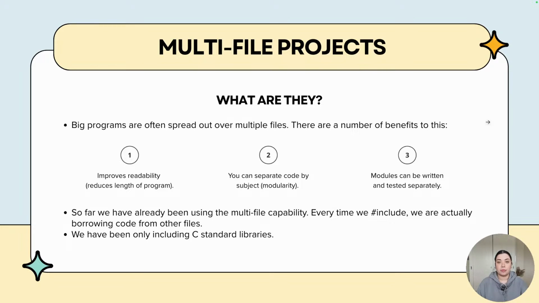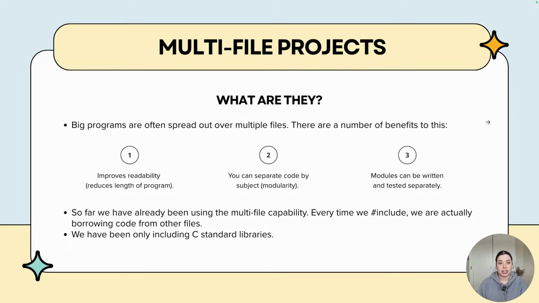So we have this concept of multi-file projects, and big programs are often spread out over multiple files for a few different reasons, right? So the first one is to improve readability. So by reducing the length of our program, it's easier to navigate. The second is you can spread out your code by subject, having modularity, which means it's pretty easy to find related things next to each other. And the final thing is that modules can be written and tested separately. So right now, this might seem like, well, why would I need to write things separately? But if we're making it a little more large scale, this can be really handy.